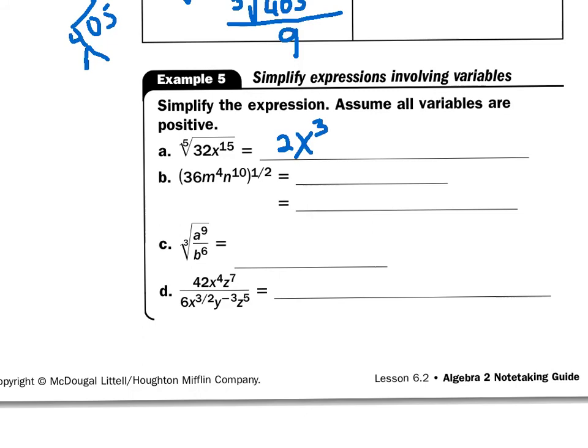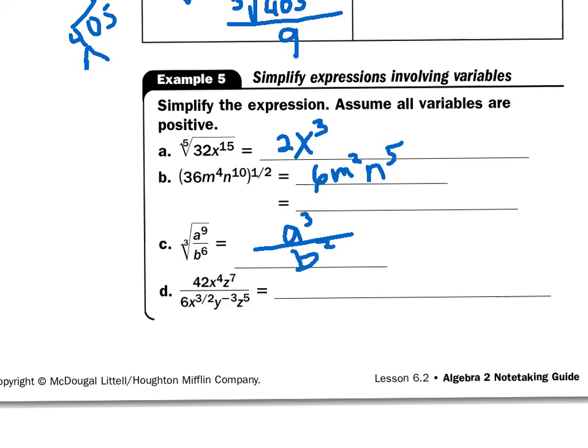Okay, on B, we'll pull that 1/2 in, so that's taking the square root of everything. So that'd be 6 h squared to the 5th. On C, take the cubic root of that, so how many A's can I take out in groups of 3? I could have 3 groups of 3. And on the bottom, how many groups of 3 do I have? I have 2 groups.